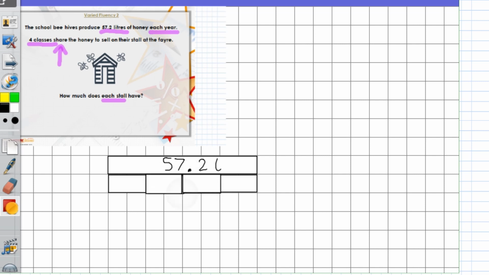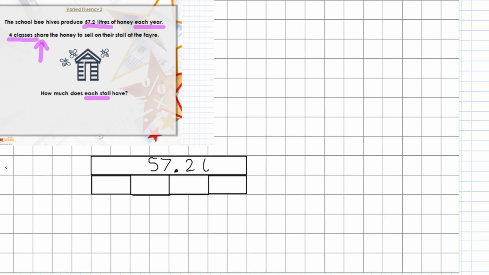So the 4 equal parts are each class. So class could be C, class, class, class. So I've got to split 57.2, divide it by 4, and splitting it between the 4 classes.